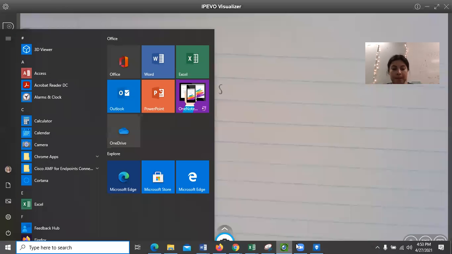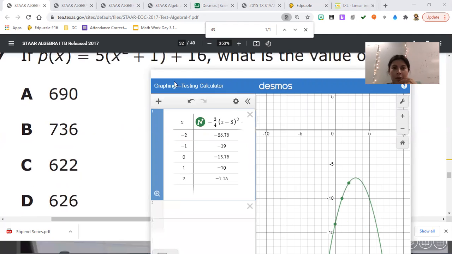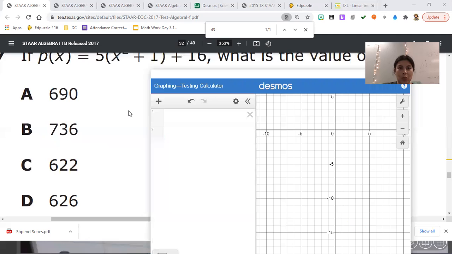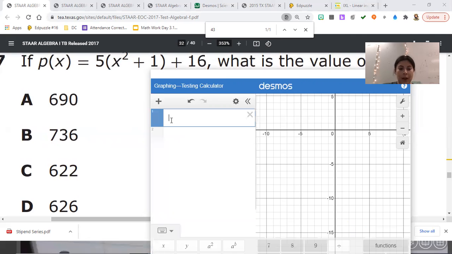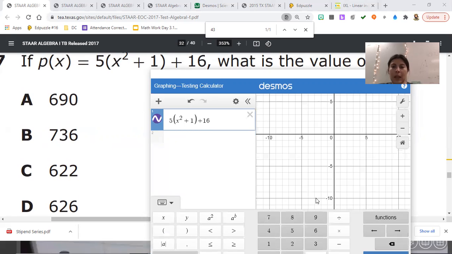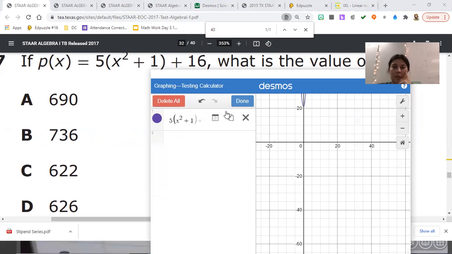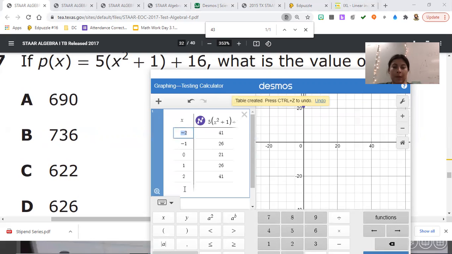Watch. Watch and learn. Okay, so I'm gonna put it in my calculator. Let's put the equation first. I don't have to do the P of X, but I'm gonna type in 5 parentheses X squared plus 1 plus 16. Do the same thing on yours. Pause it. So I'm gonna click on the little circle at the top. Click on the table. And it's telling me for 11. So here my X is 11, so the X goes here. Type in 11, and that should be my Y value. And so there's my answer.